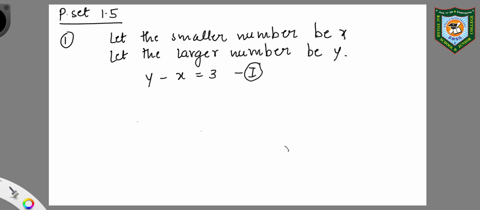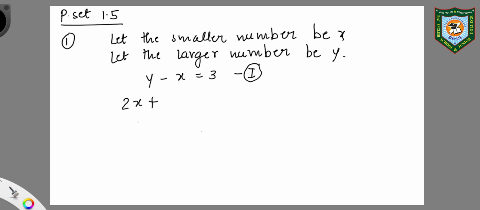Now, my second equation is the sum of twice the smaller number and thrice the greater number. That means I have twice the smaller number. Here the smaller number is x, so 2 times x, and the question says the sum, so 2 times x plus thrice the greater number, that means 3 times the greater number. This value is equal to 19. So this is my equation number 2.